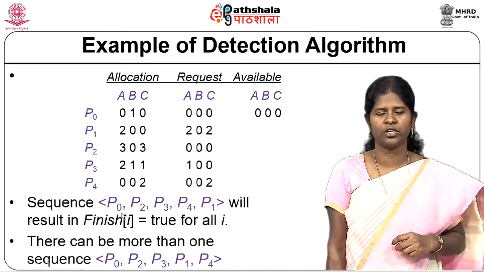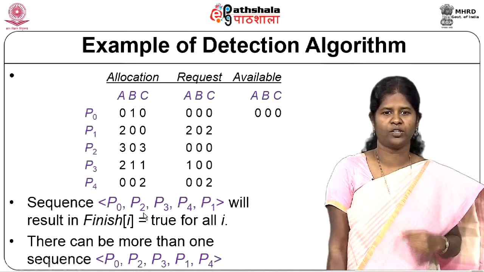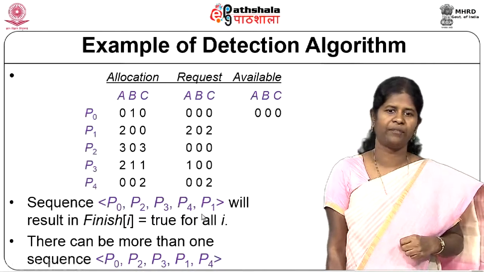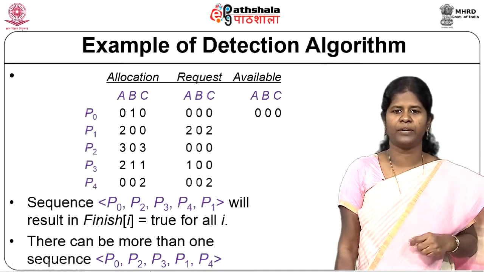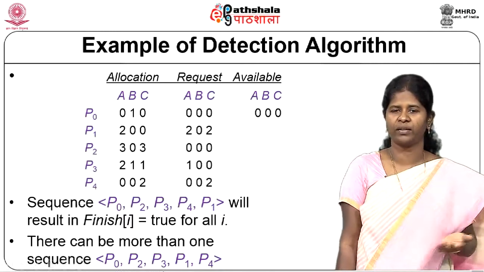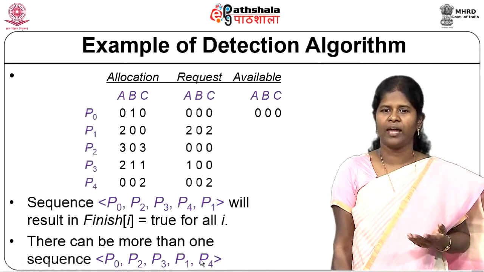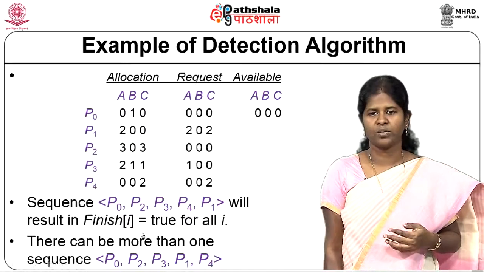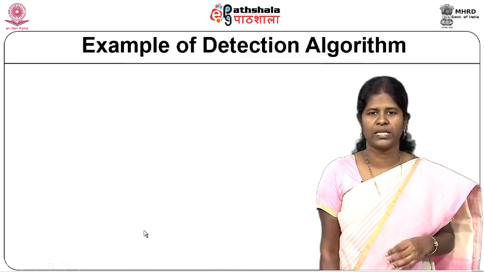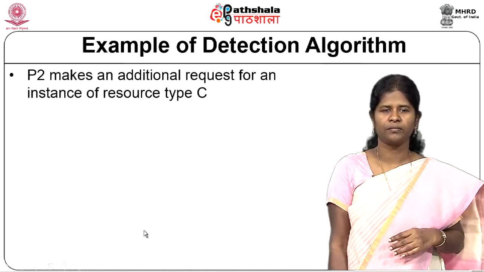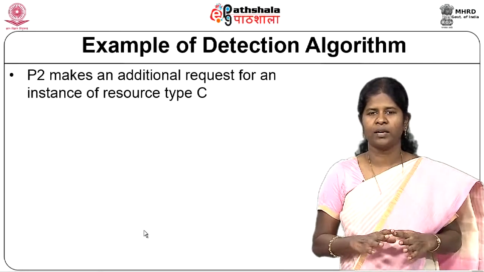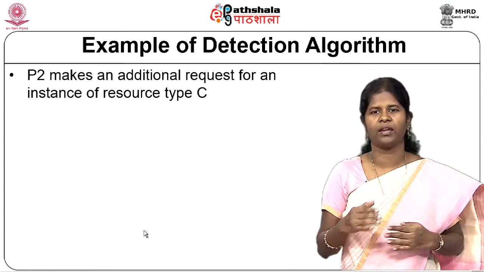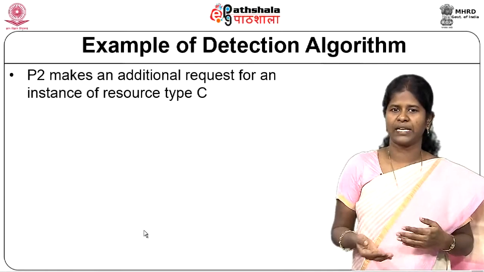The first time, I told you to allocate for P0, then P2, then P3, then P4, and finally recheck P1 again. It is also possible to allocate for P0, P2, P3, then check if P1's request can be allocated, and then check for P4. So it is possible to have more than one sequence in this case. With the current situation, there is no deadlock and the requests of all the processes can be satisfied.